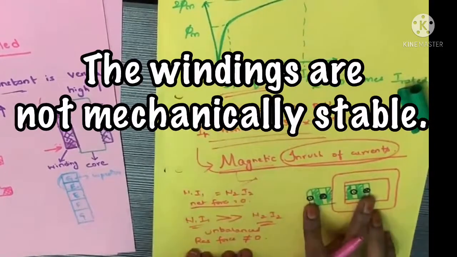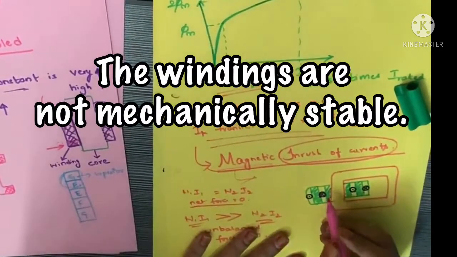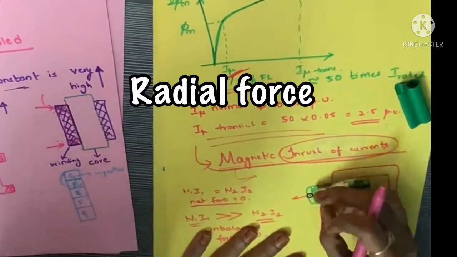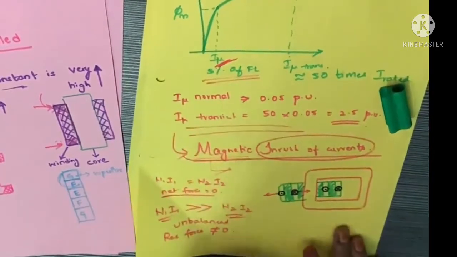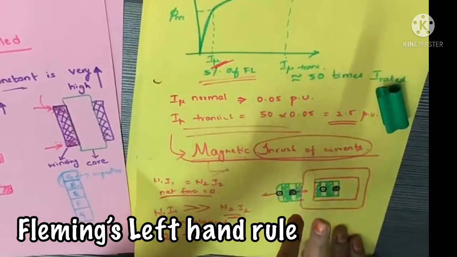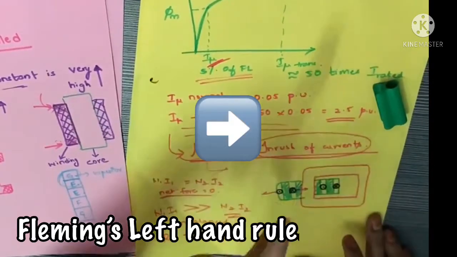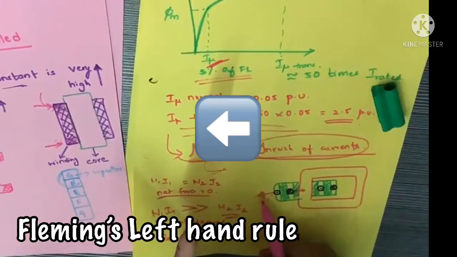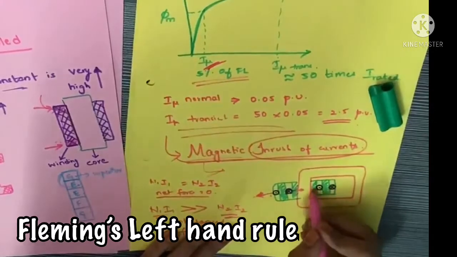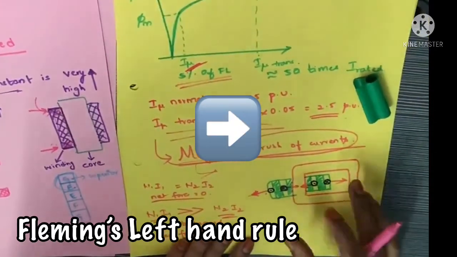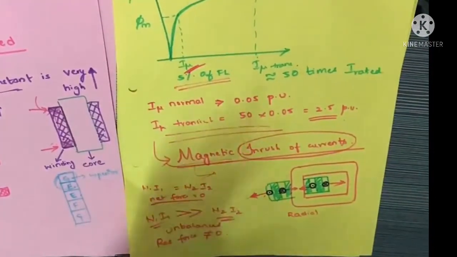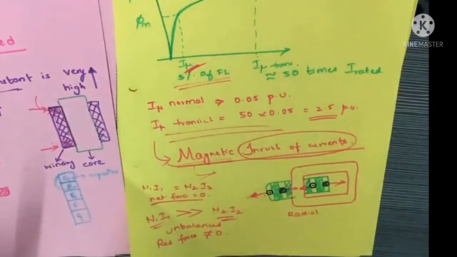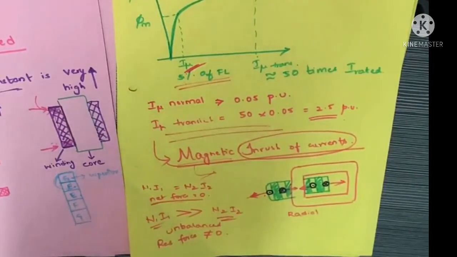This means the windings are not mechanically stable, because there is a radial force on these windings. This winding is pulled in this direction, and this winding is pulled in this direction. If you apply the left hand rule, the current goes like this and the force direction is this way, and for this winding the force direction is this way. Similarly for this one also. Therefore there are radial forces acting upon the transformer windings. So these windings are not mechanically stable, and external mechanical support is needed to avoid the mechanical dislocation of the windings.